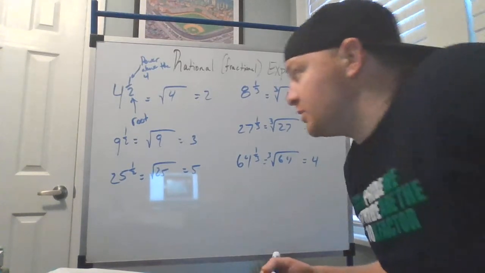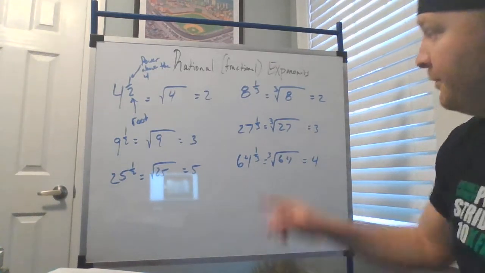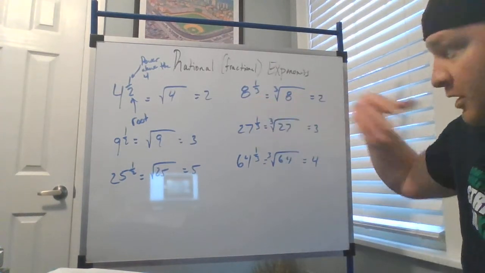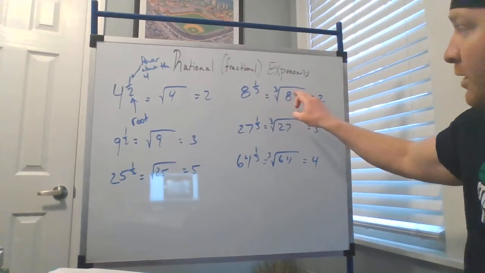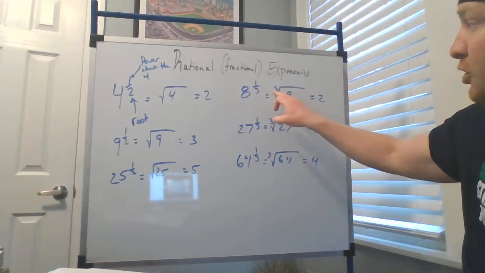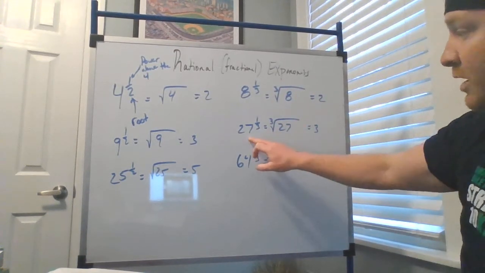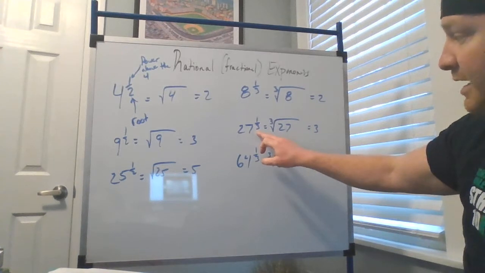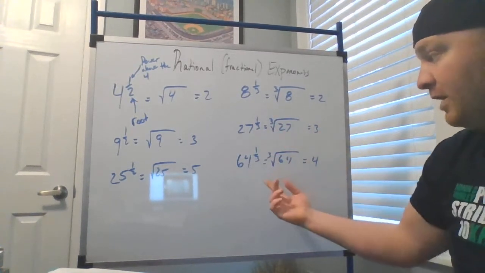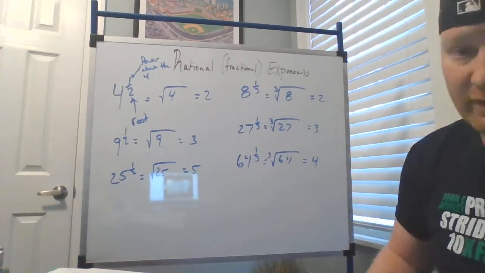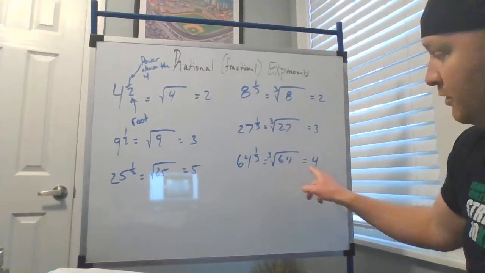Now, you're going to see this building in complexity as we move through this concept today, so here are more examples. 8 to the power of 1/3 means 8 to the power of 1, under the third root. And the third root of 8 is 2. Okay? 27 to the power of 1/3 is the same thing as the third root of 27, which is equal to 3. And on the same token, 64 to the power of 1/3 is the same thing as the third root of 64, which is 4.